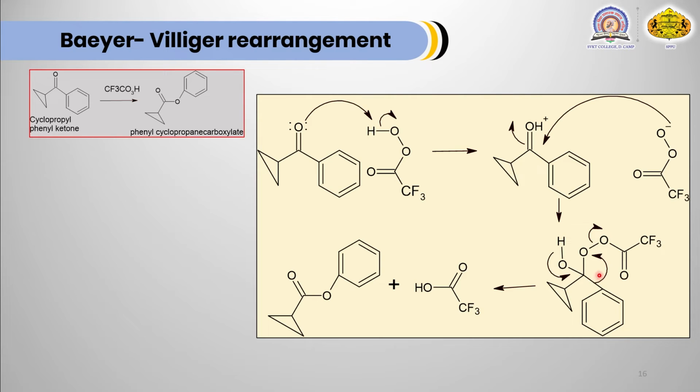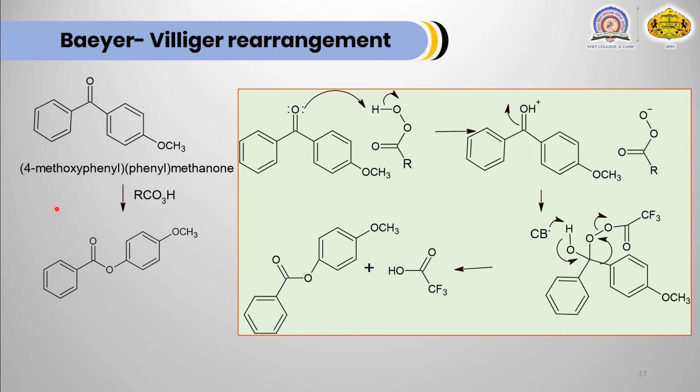In this case, this benzene ring migrates from carbon to oxygen to give the product. This is the main product, which is an ester, and this is the acid. Trifluoroacetic acid is the side product which is obtained in this reaction. Let's see the next example. In this case, 4-methoxyphenyl phenylmethanone is the starting compound.